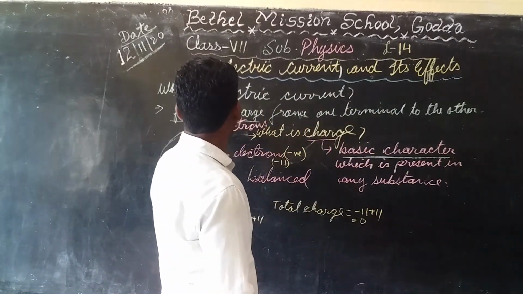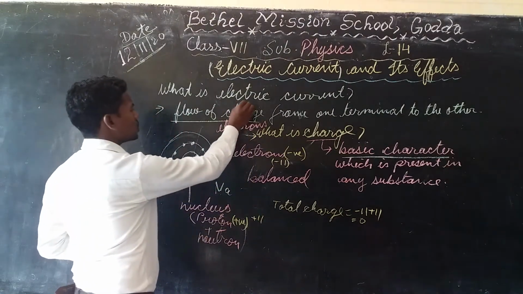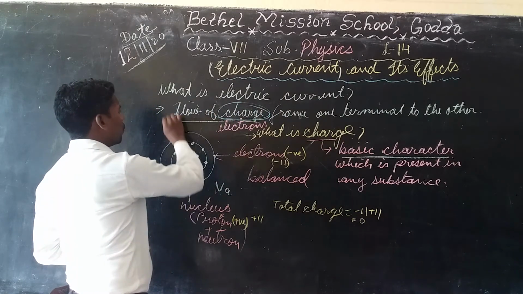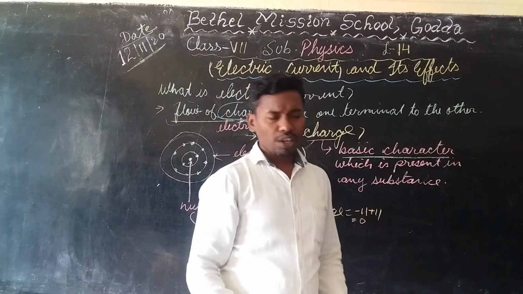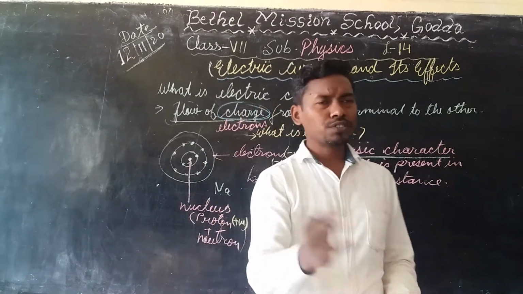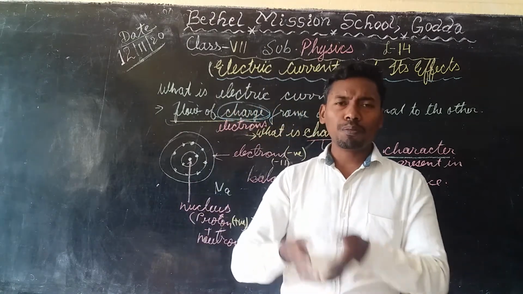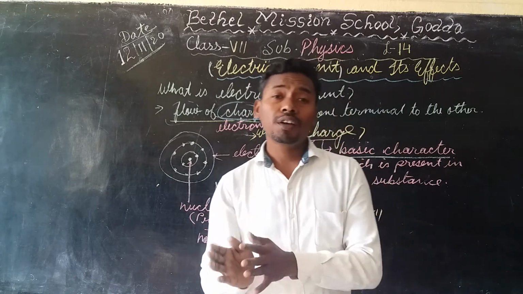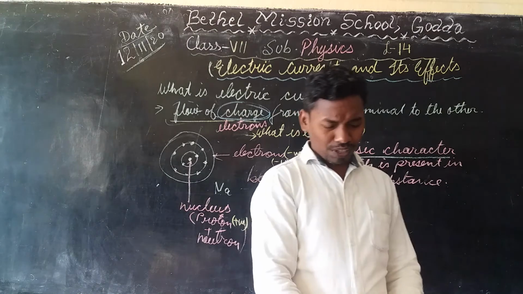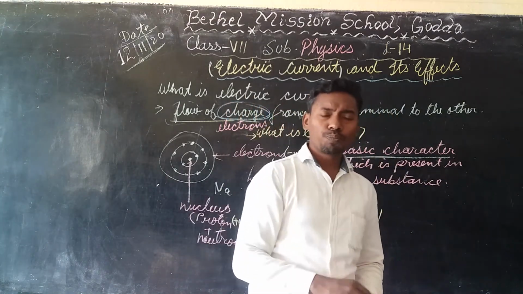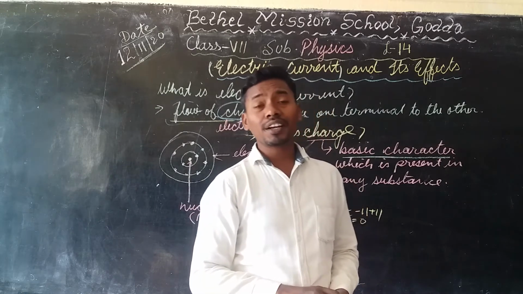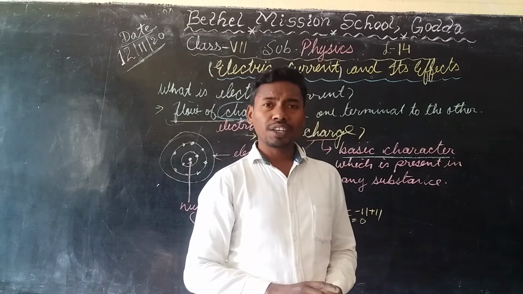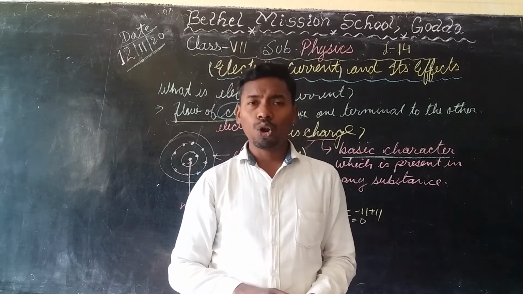Now see, we focused on charge, and now we will focus on flow. If I talk about flow, you might have seen water flowing. Flow happens from a higher level to a lower level. In electricity also, we have these two conditions: a higher level condition, called higher potential, and a lower level condition, called lower potential.